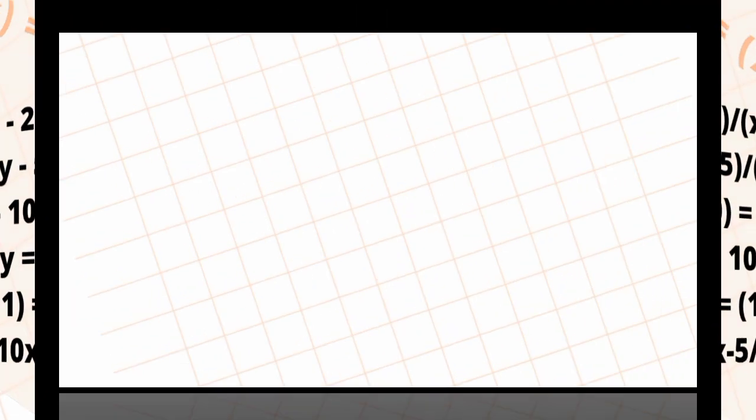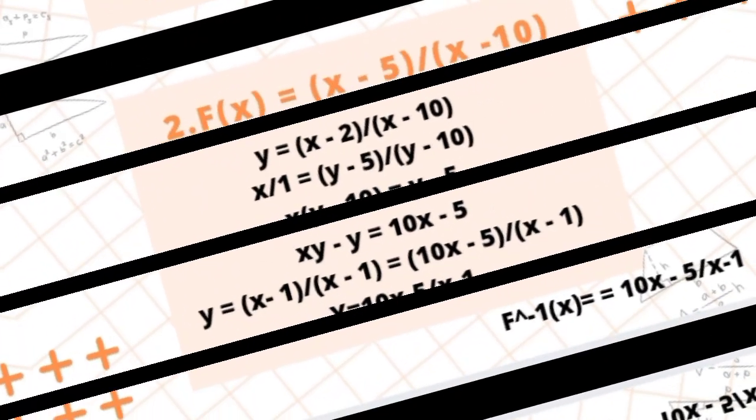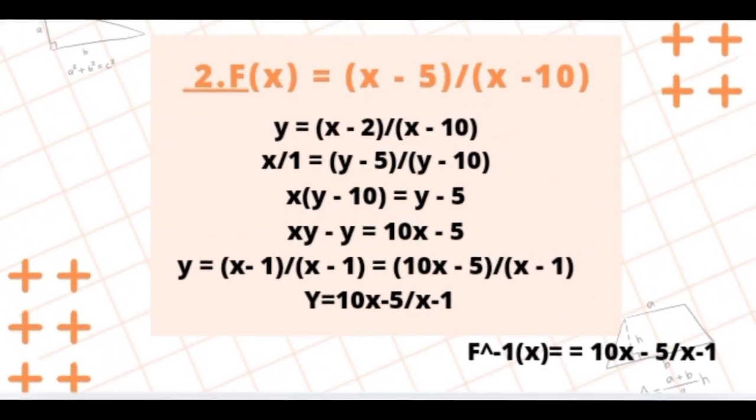So let's dive into our second problem. We're still working, but this time grab your pens. Let's work through this together. Ready? Let's go! Step 1, first, like we did before, we're going to replace f(x) with y to make things simpler. So the function now is y equals x minus 5 over x minus 10.